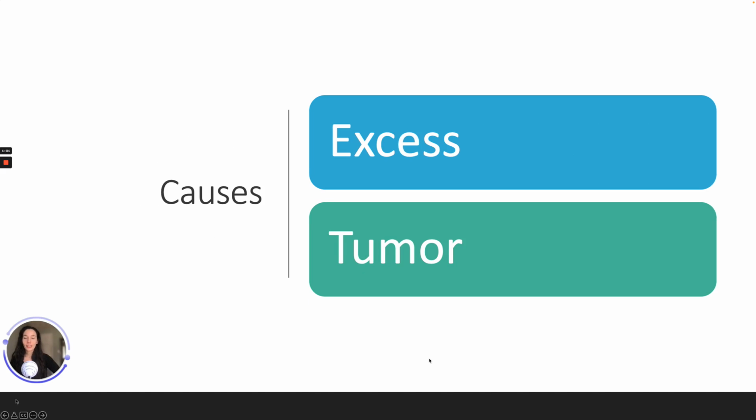So the causes include, in 70% of patients, an excess production of corticotropin and consequent hyperplasia of the adrenal cortex. And then in 30% of patients, it usually comes from a cortisol secreting adrenal tumor, which is usually benign.